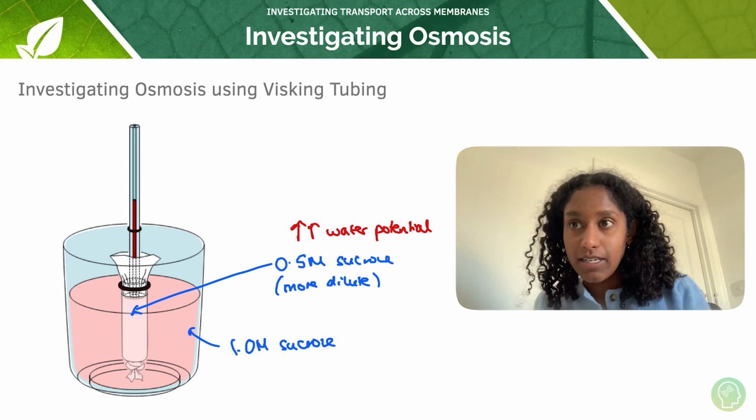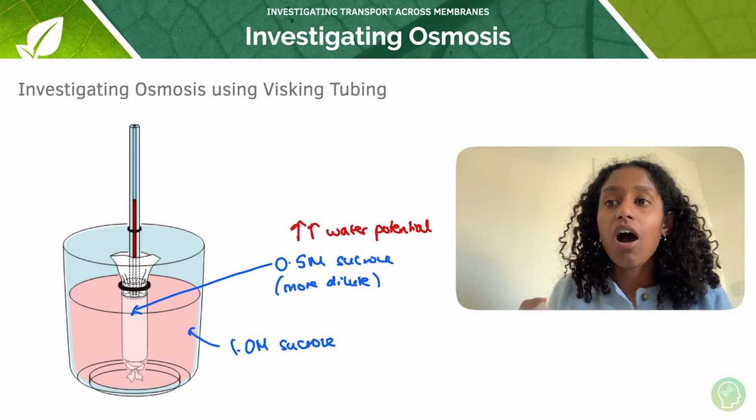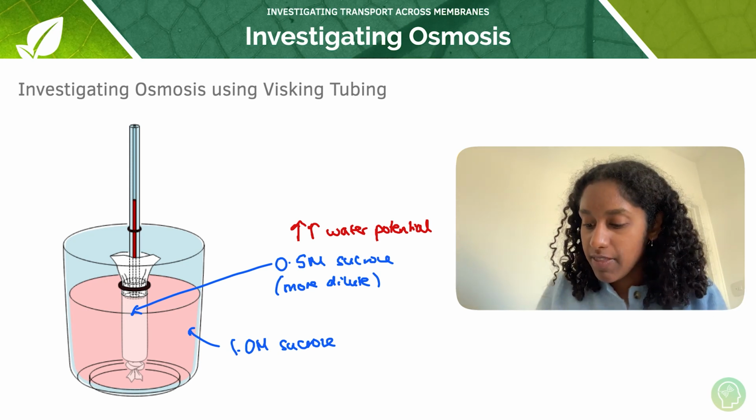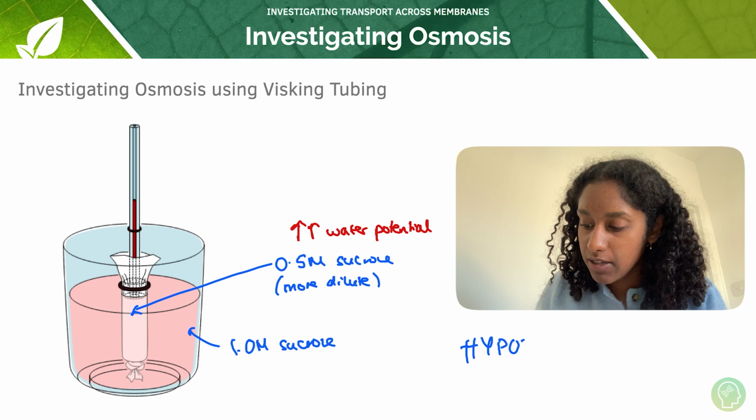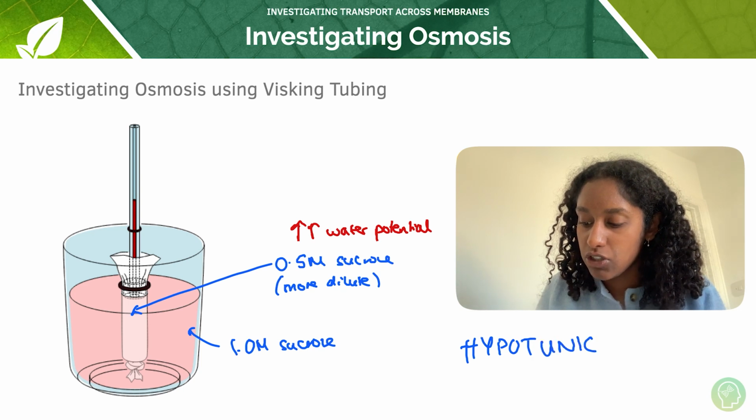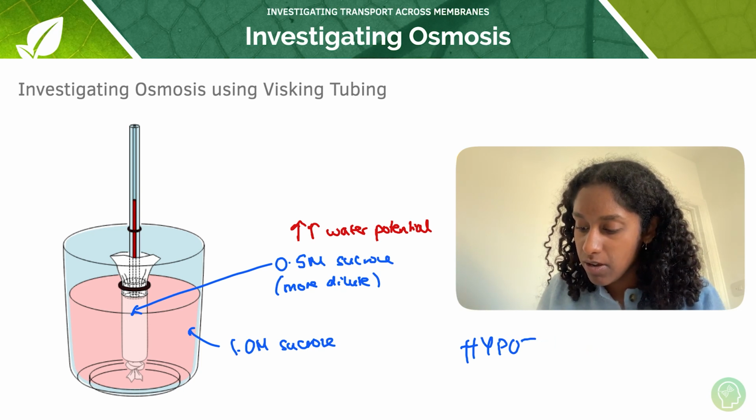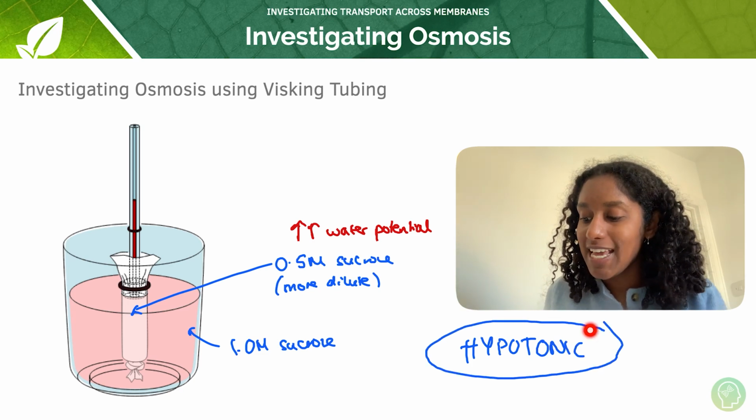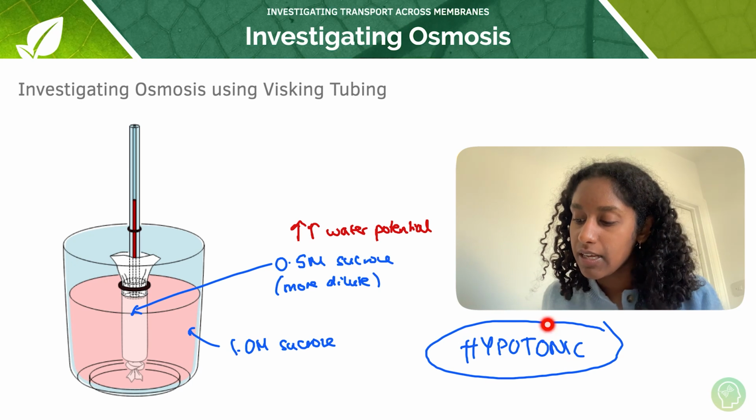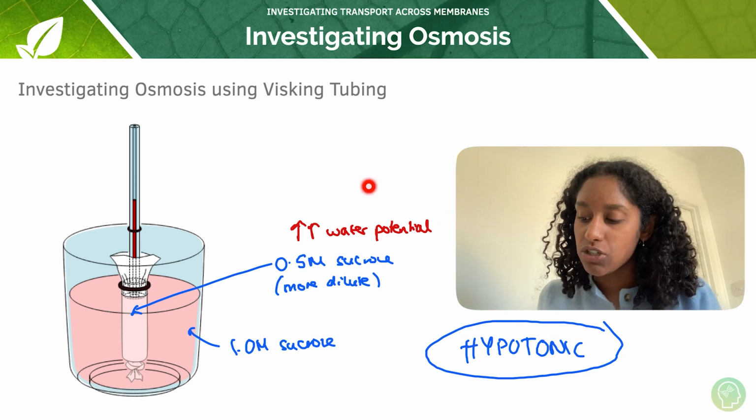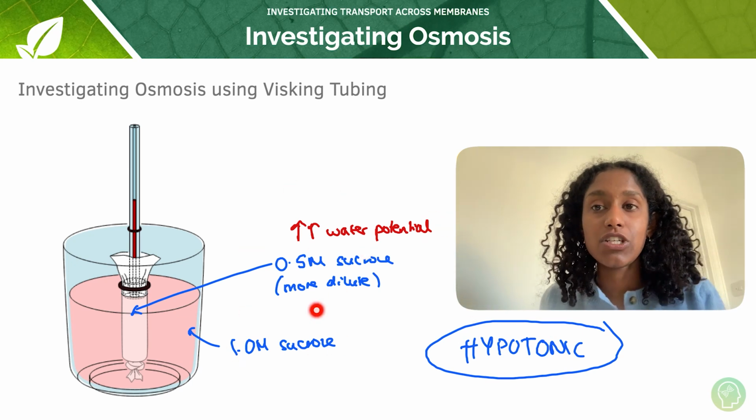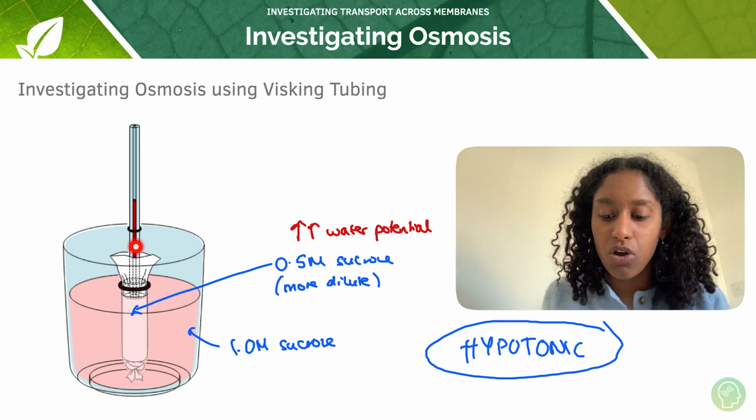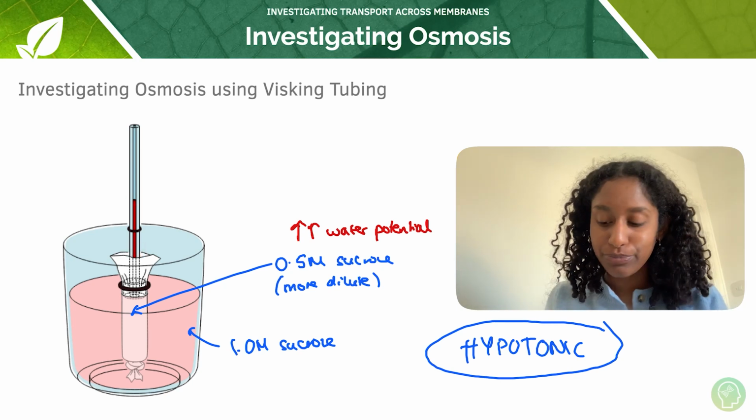to outside. And that's because the tubing is hypotonic, let's write that word down, hypotonic to the solution outside. So the liquid in the tubing is hypotonic. It's got a higher water potential compared to the solution outside the tubing. So our water is going to move from inside the tubing to outside the tubing, and our liquid level in our capillary tube is going to drop.